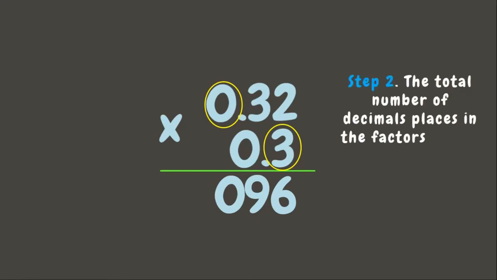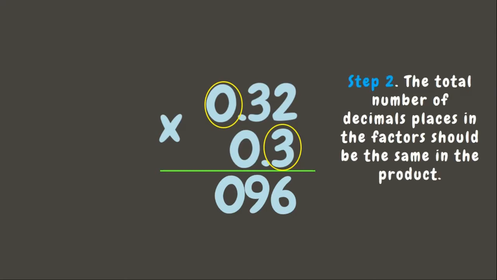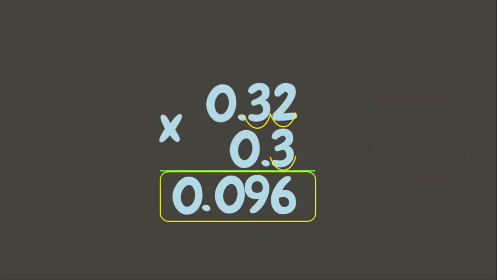The next step that we need to remember is the total number of decimal places in the factors should be the same in the product. Let us count the decimal places in the factors. 1, 2, and 3. Therefore, we need to put the decimal point in the product 3 decimal places from the right. 1, 2, 3. There. Let's put 0. Now, this is our final answer.